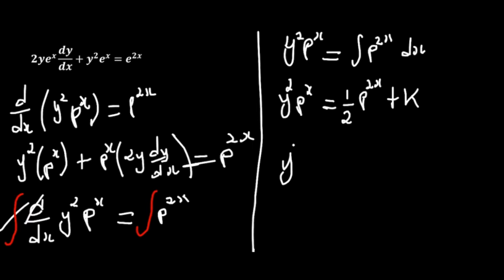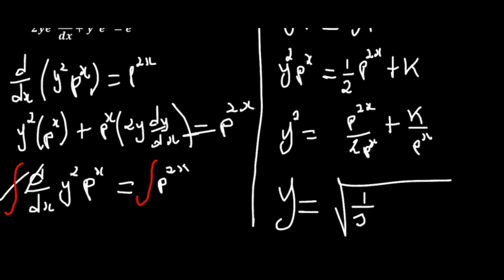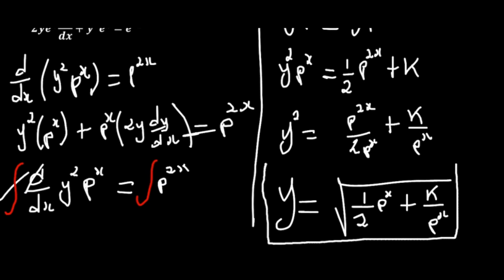So our y squared will simply be equal to e to the power 2x divided by 2e to the power x plus k divided by e to the power x. So here we're going to have our y finally to give us the square root of a half. So here we have e to the power x and e to the 2x. So from logarithm, this is going to give us e to the power x plus k divided by e to the power x. So basically that is our solution.